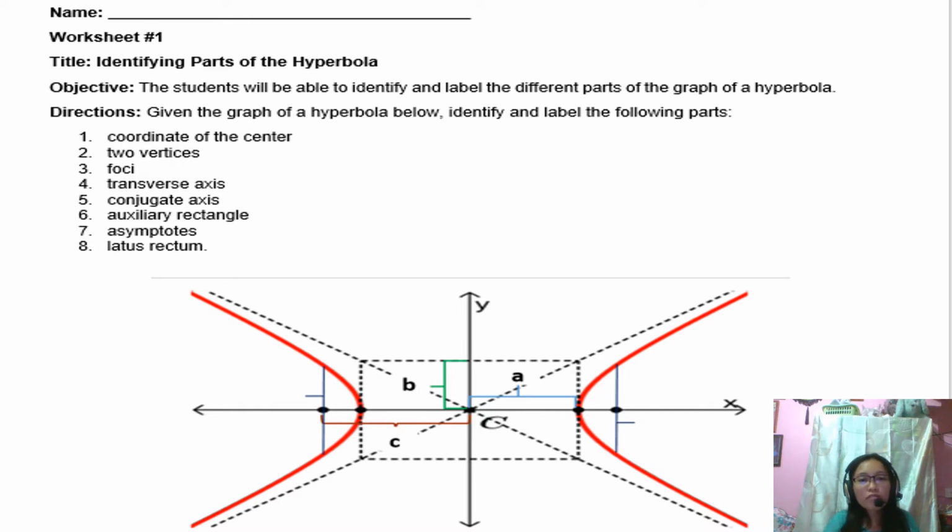Okay, I have 30 seconds. 30 seconds left on my clock. Okay, 15 seconds. Okay, 5, 4, 3, 2, 1.